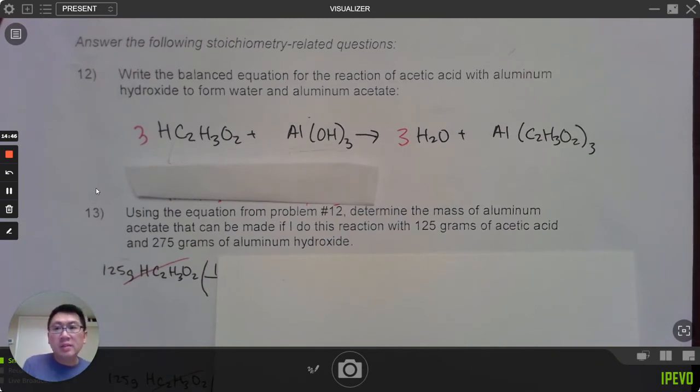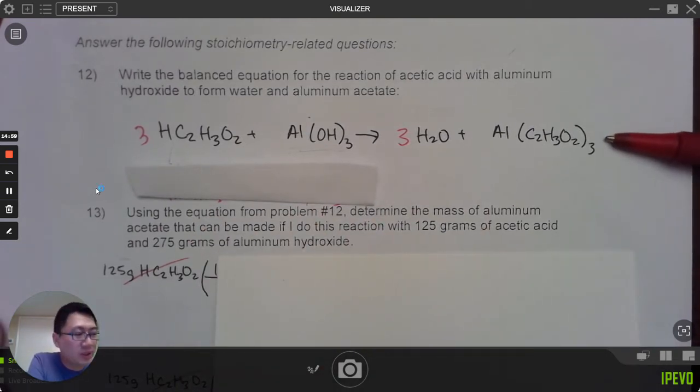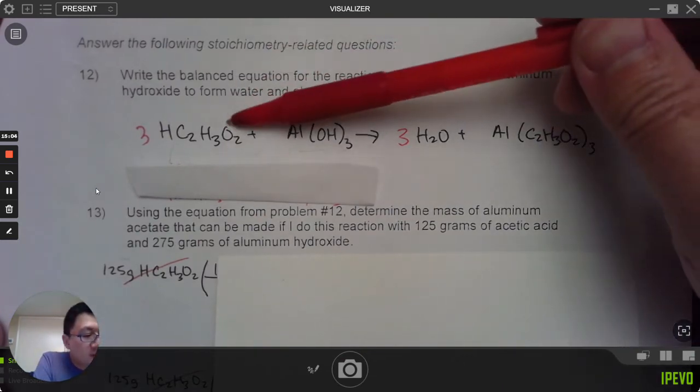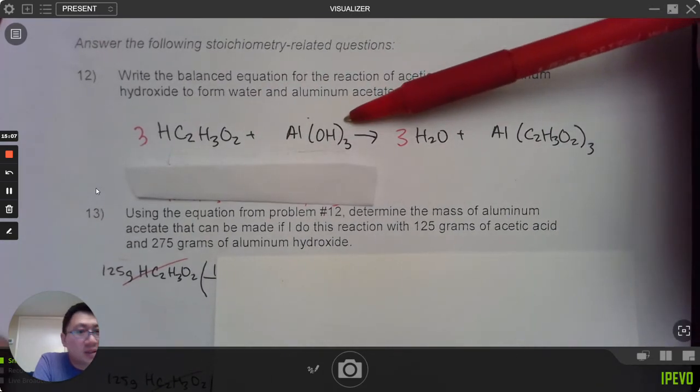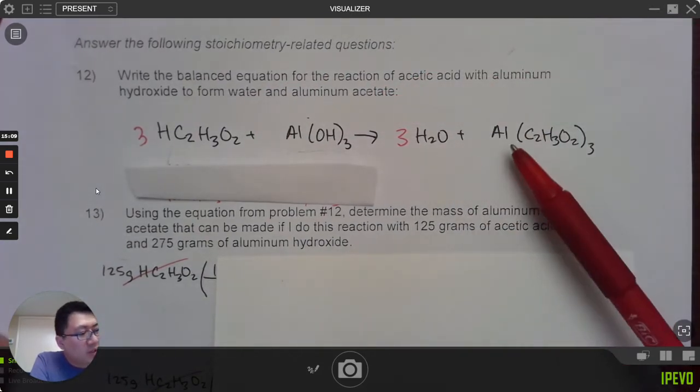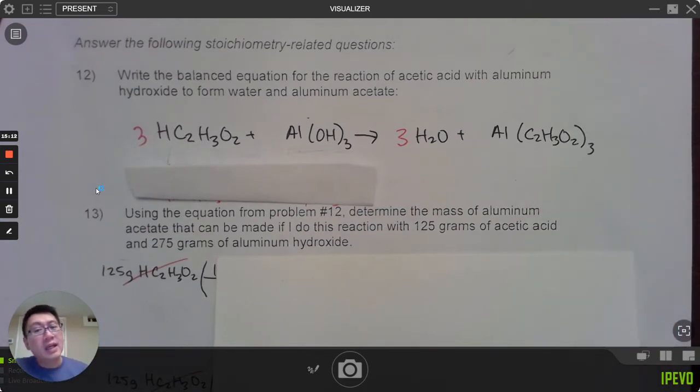Continuing on, number 12 says write the balanced equation between acetic acid and aluminum hydroxide to form water and aluminum acetate. Okay, I would give you this on a test. You would not have to write your own equation. But here it is, balanced: 3 moles of acetic acid and 2 moles of aluminum hydroxide make 3 moles of water and 2 moles of aluminum acetate. Again, the equation would be given to you on a test. But given that, let's do number 13.